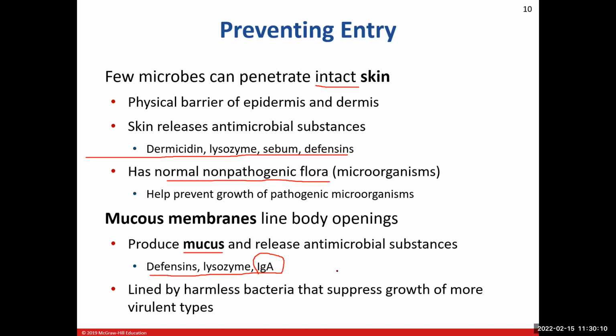But again, we have these antimicrobial substances which are embedded into these mucous membranes here, and their job is to keep any pathogen or microbe that has managed to make it that far, its job is to limit and kill as much of that pathogen as possible. Okay.